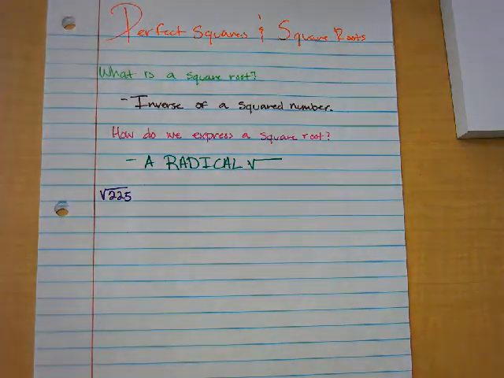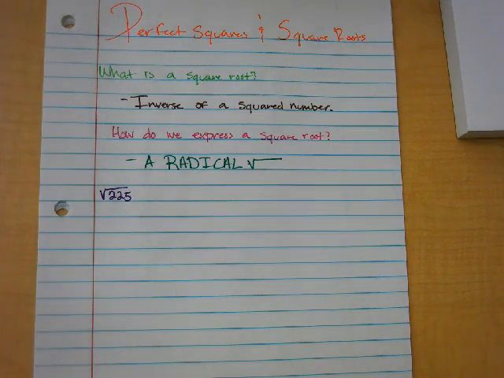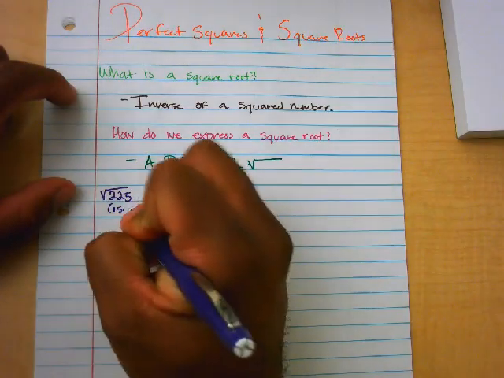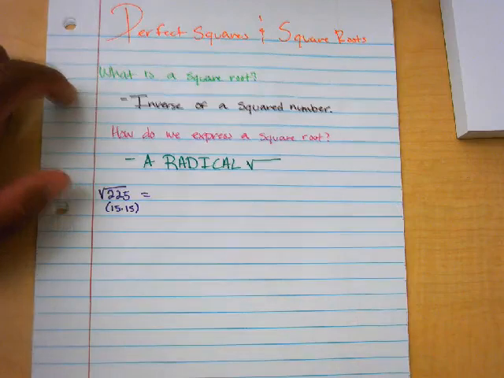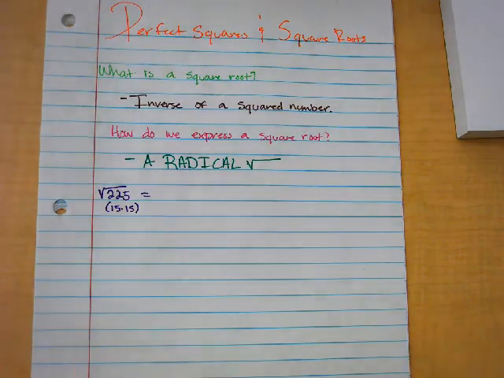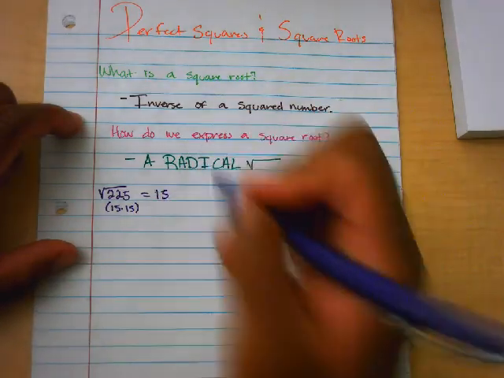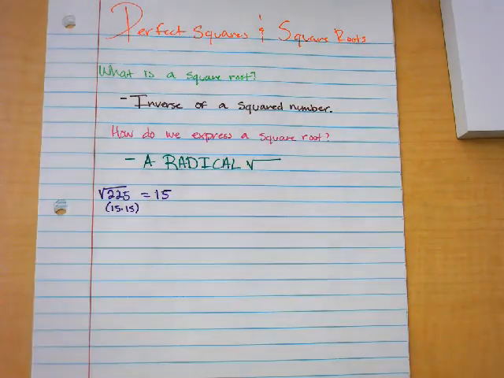So I got to think, what number can I multiply by itself to get me 225? Well, if you did your perfect squares, then you know that this is 15 times 15. And so the square root of 225 is 15, because that's the number we took and squared in order to get 225.